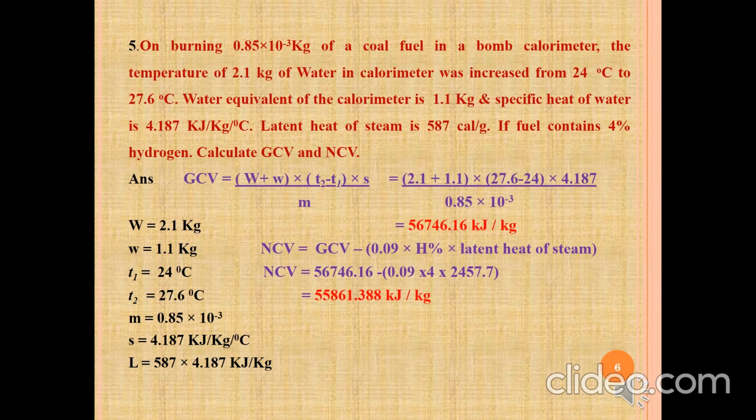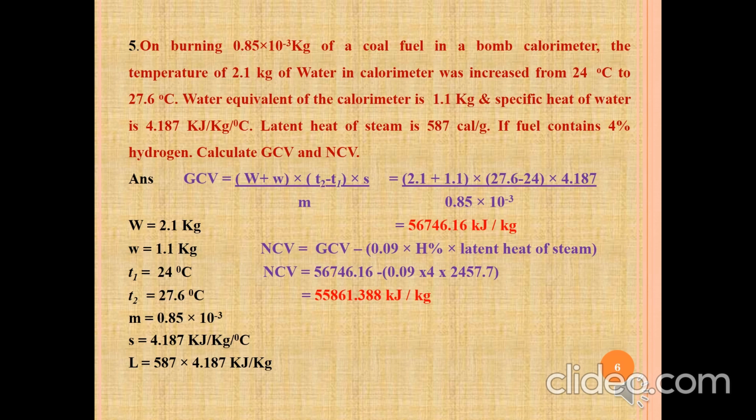Here first of all we have to write the given terms given in the problem. Capital W, which is nothing but weight of water taken inside the calorimeter, which is equal to 2.1 kg. Small w, that is water equivalent of calorimeter, is given by 1.1 kg. Next T1, which is nothing but initial temperature, which is given by 24 degrees Celsius. T2, the final temperature, is equal to 27.6 degrees Celsius. Mass of the fuel taken equal to 0.85 into 10 raised to minus 3 kg.